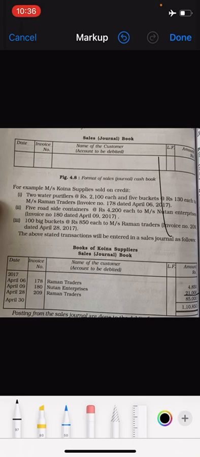100 big buckets at rupees 850 each to MS Raman Traders. Invoice 209 and date is April 28, 2017. Okay, so 100 buckets. So 100 into 850. So when you do that, you get 85,000. So that is the amount.